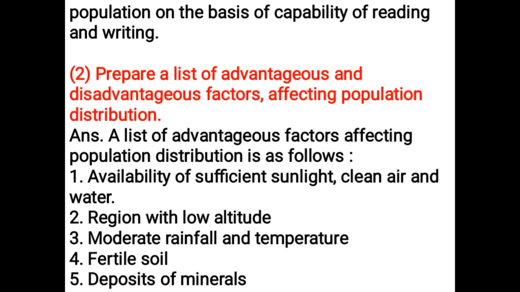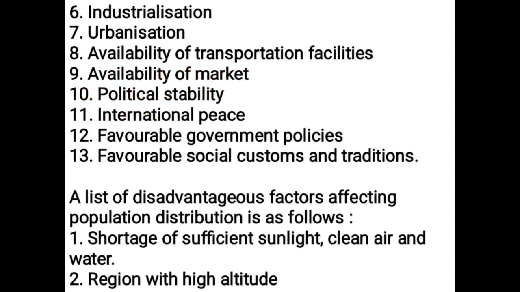A list of advantageous factors affecting population distribution is as follows. Availability of sufficient sunlight, clean air and water. Region with low altitude, moderate rainfall and temperature. Fertile soil. Deposits of minerals. Industrialization, urbanization. Availability of transportation facilities. Availability of market. Political stability. International peace. Favorable government policies. Favorable social customs and traditions.